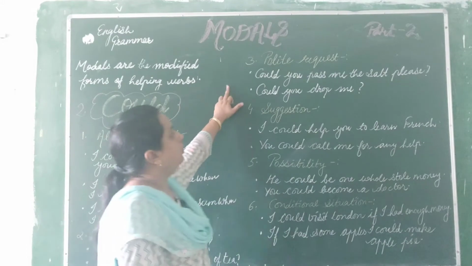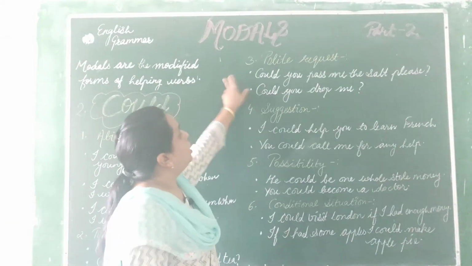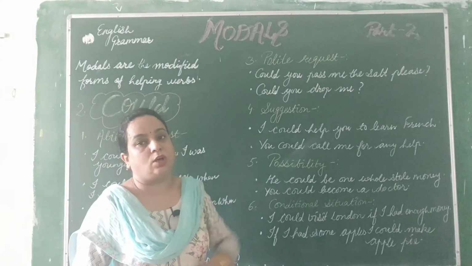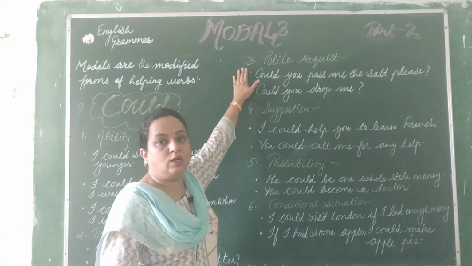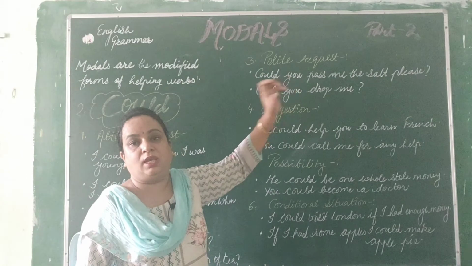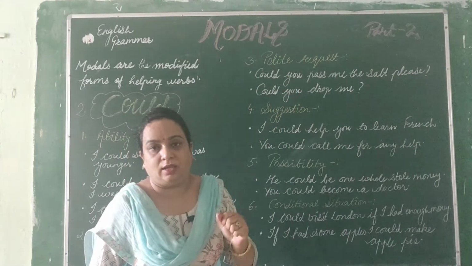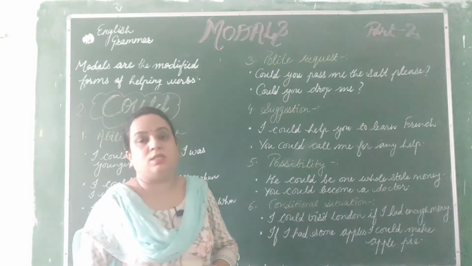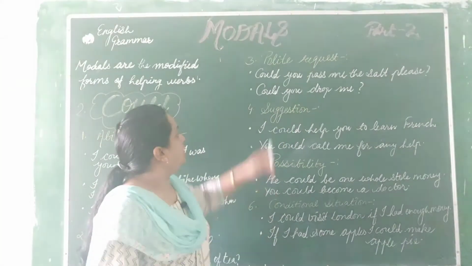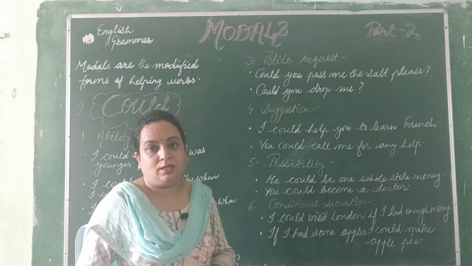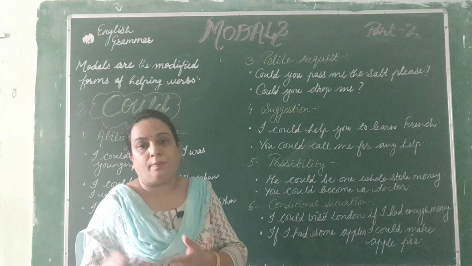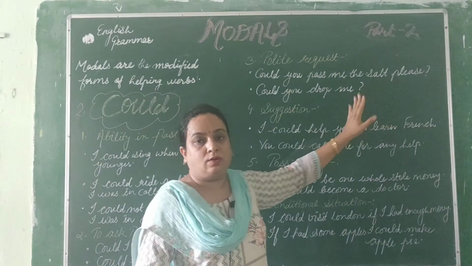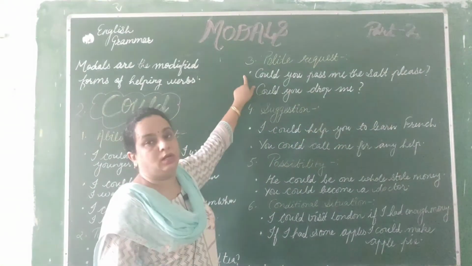Next is the third one, polite request. Could you pass me the salt please? So this is what? Polite request. When we are making some request politely, because we are saying please here. So could you pass me the salt please? Second one, could you drop me? So could you drop me to school, to college, somewhere else? So could you drop me? Right? This is a polite request.